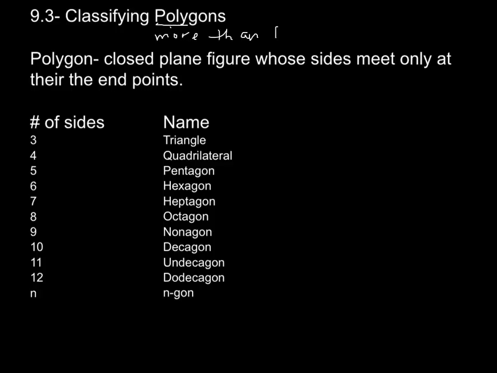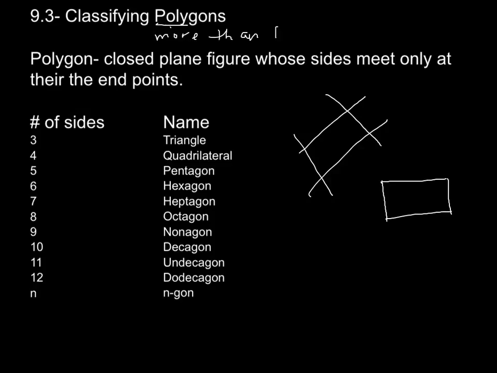A polygon is a closed plane. Plane means it's just flat. It's flat on a piece of paper. It has no volume. It is just a flat figure whose sides meet only at their end points. So what that means is that we're not going to have a polygon that looks something like this. That's not how we draw a rectangle. We have an end point, it goes there, meets at that end point, goes down, meets at that end point and that end point. It doesn't go on and have extra stuff. They meet only at their end points.